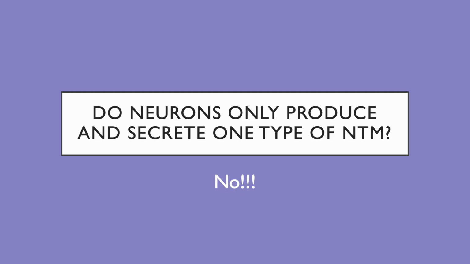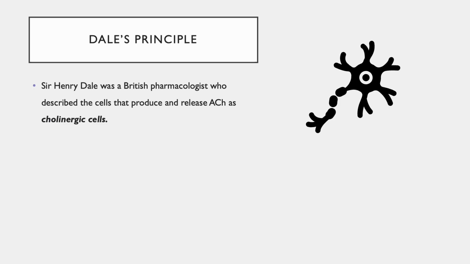So, do neurons only produce and secrete one type of neurotransmitter? The answer is no. Most neurons have the ability to produce and secrete multiple different types of neurotransmitters, such as small molecules and large molecules. So now that we've talked more about neurotransmitters, it's also important to know that certain neurons can be specialized to secrete specific types of neurotransmitters. However, I do want to note that neurons can typically produce and secrete multiple types of neurotransmitters.